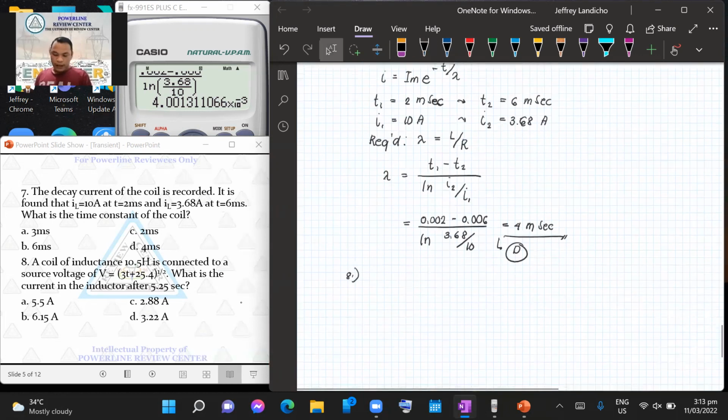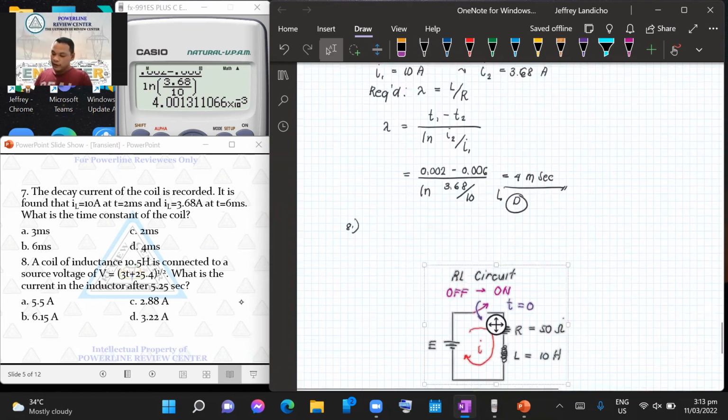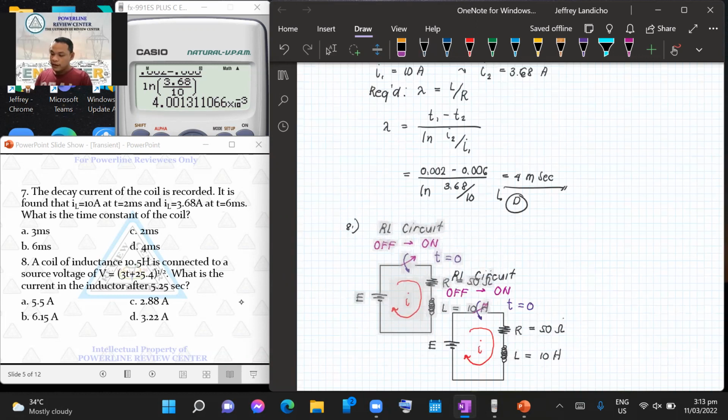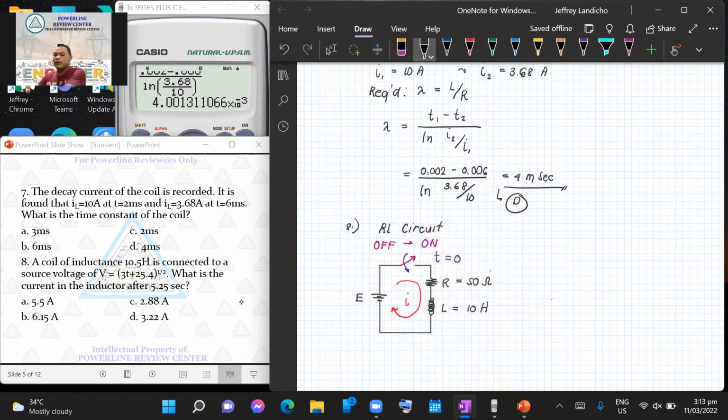So for number 8, a coil of inductance 10.5 Henry is connected to a source. Okay? So again, let us consider an RL circuit. We go back to the off position to on position. So you have a coil inductance of 10.5 Henry, and a resistance is given. No value of resistance was given. What is the only difference? Let me change this.